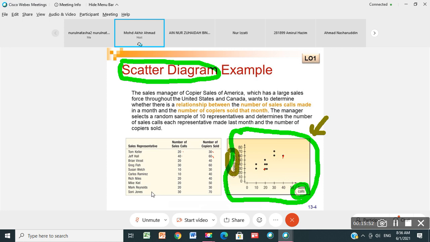So at the end they become like this. You see here it becomes like this, representing all the data, all 10 points. So this one is the scatter. We see the pattern, we call it a scatter diagram. So what is a scatter diagram? Because a scatter diagram is used to know the relationship between the number of calls and the number sold.